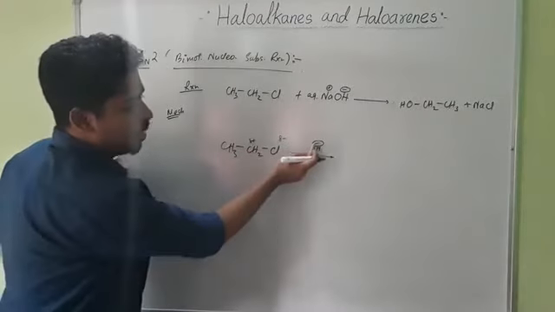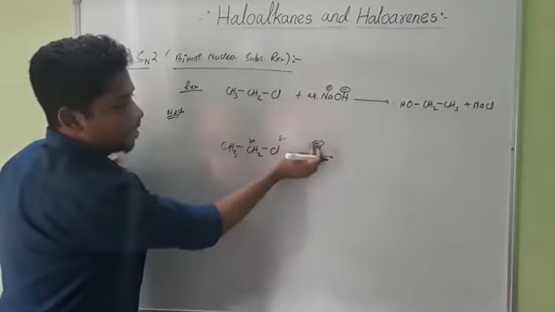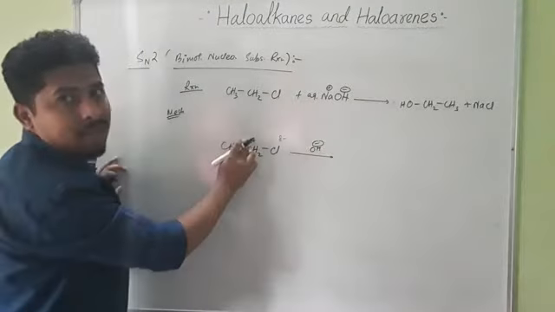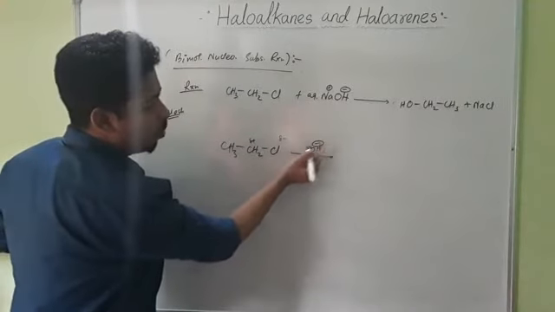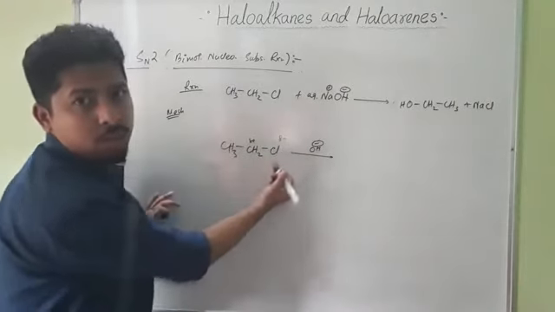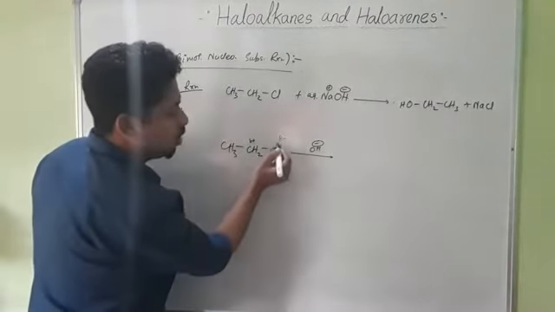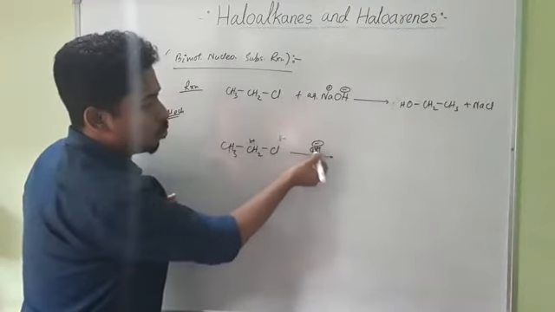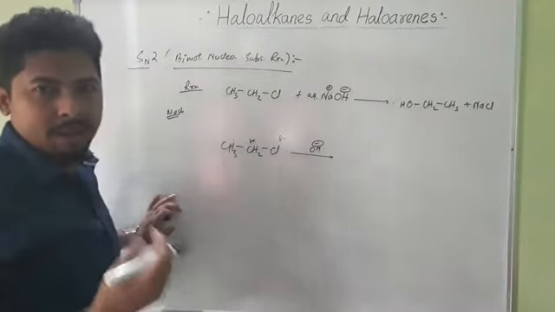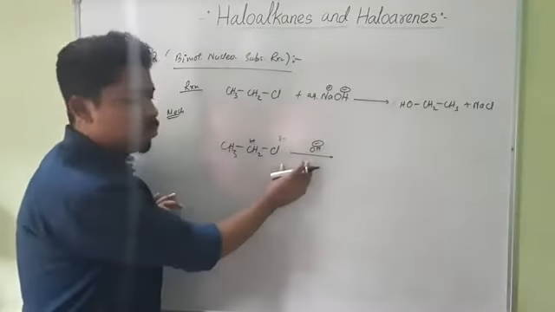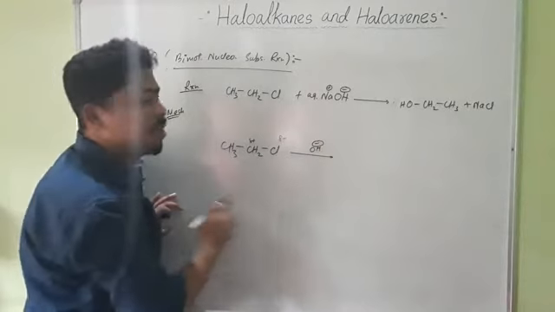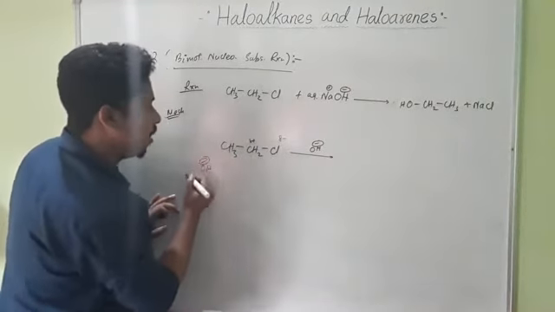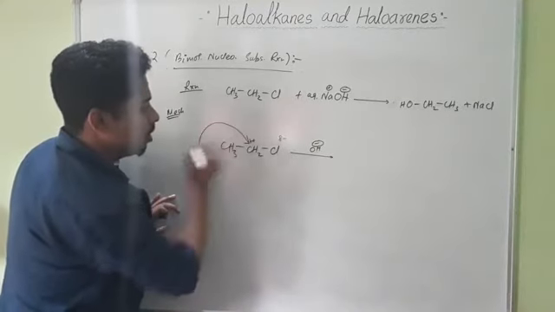So this OH minus will attack, but it cannot attack from the front side. Rather, it will attack from the back side, because if it tries to attack from the front side, there will be electronic repulsion. This chlorine has 6 electrons, and this OH minus also has some electrons. So this is not the convenient way. Rather, it will come from the back side. So here the back side attack takes place.